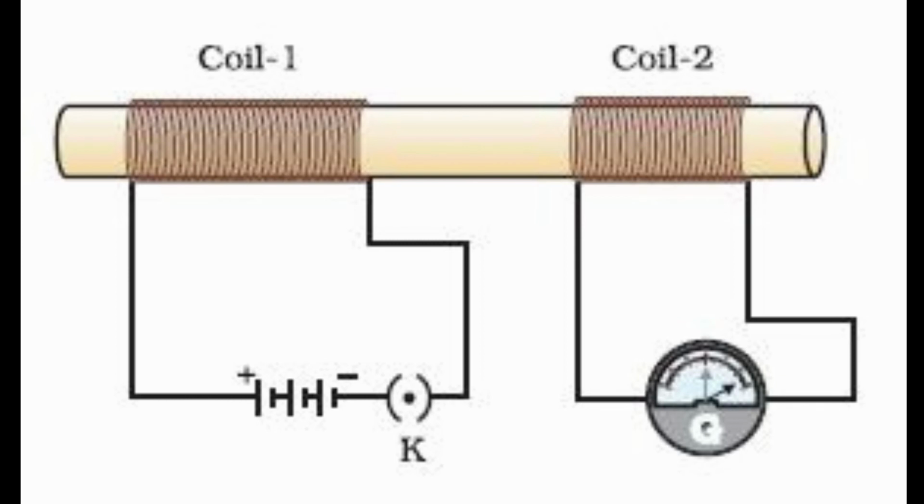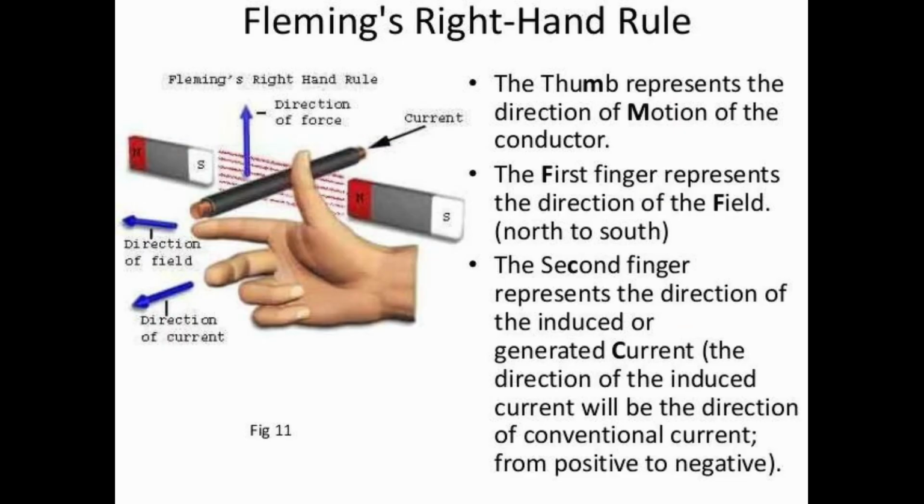It is possible by moving the coil in a magnetic field or changing the magnetic field in which the coil is placed. The direction of induced EMF or induced current is given by Fleming's right hand rule. According to this rule, stretch the forefinger, middle finger and the thumb of the right hand so that they are normal to one another.